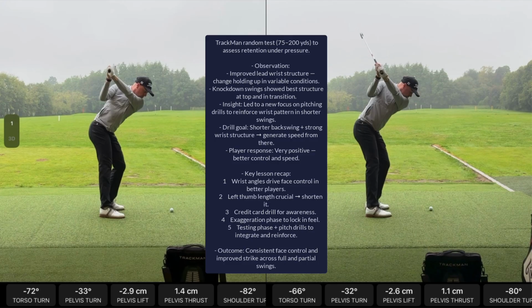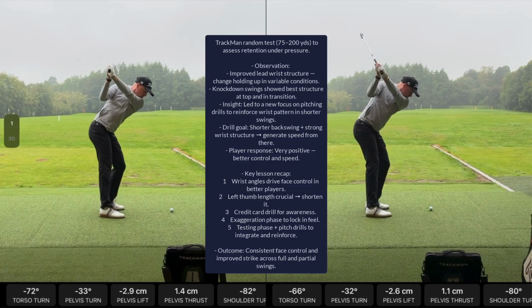So the end of the lesson actually ended up being a pitching lesson where I'm asking him to make exactly this backswing and rip it from there. So create the shorter backswing with the better wrist structure and then generate speed from there. He really responded very well to this. So again, that was something we added to his practice, that from pitch swings, he's more able to create the wrist conditions that we're looking for.